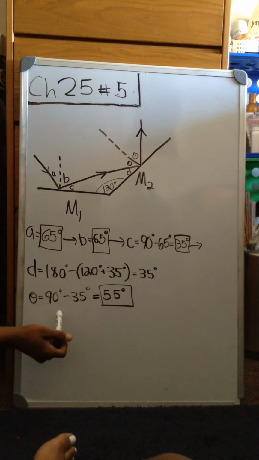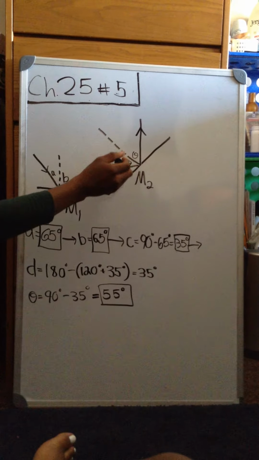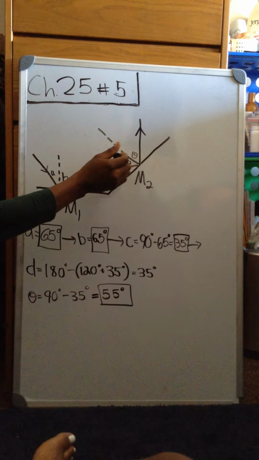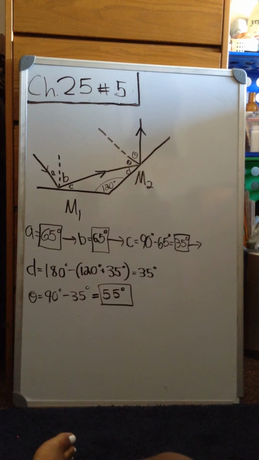And as you see here, where it would actually be coming off, these two angles here would be congruent. So the angle of refraction, which is what the problem asked for, would also be 55 degrees.